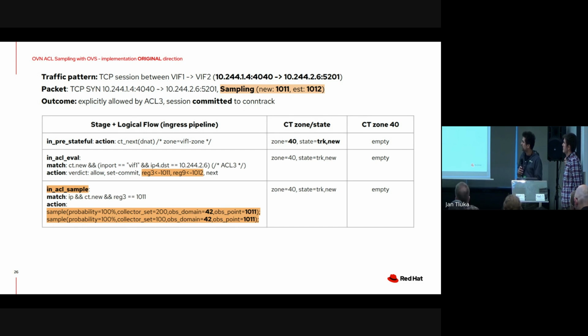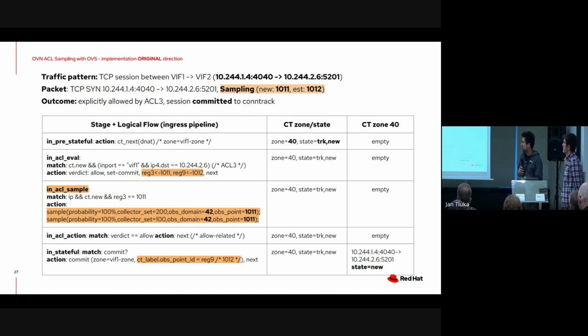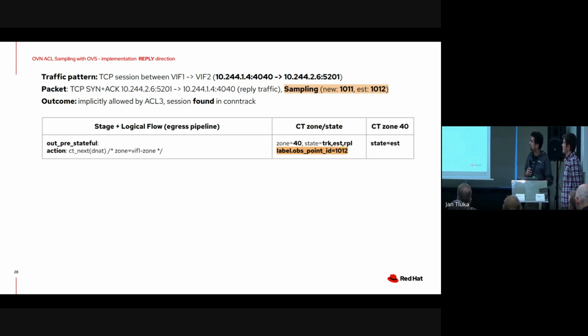But what happens is, at this point, our state, oh, I forgot to put it here. But yeah, we commit to contract, but we actually store in the label the value from the register. So the observation point ID, we call it, is just the value that we attach to the established sampling configuration. So this is going to be stored in contract. And then when the reply comes, again, we do a lookup in the same contract zone, but this time we find the entry, tracked established reply, but with the observation point ID set. These are 32 bits, by the way, so it probably works with offload.